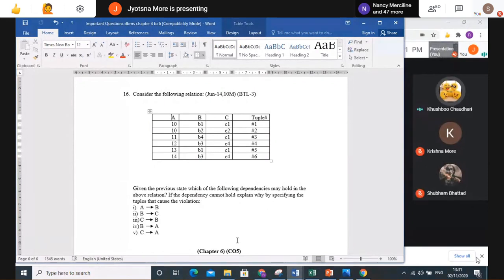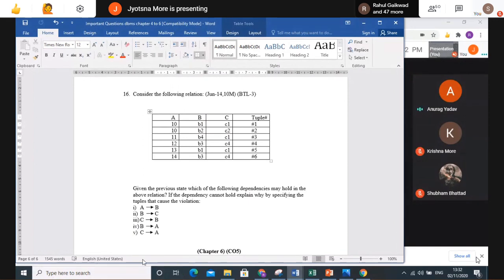Okay. Next is C determines B. It exists or does not exist? C determines B. Does not exist. Correct. Krishna, go ahead with the answer, because of which tuple? Because of tuples 1, 3, and 5. Correct. 1, 3, and 5, and then you can list down the values of those tuples.